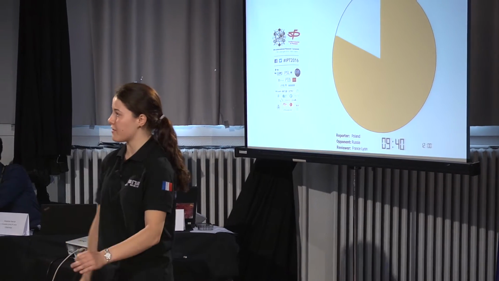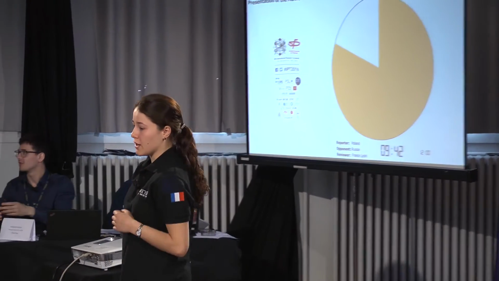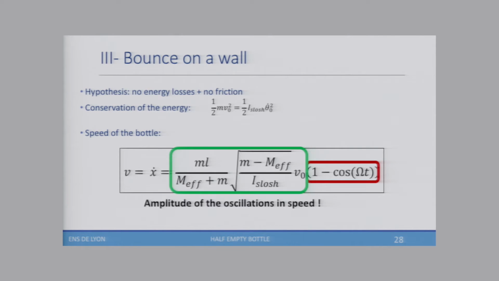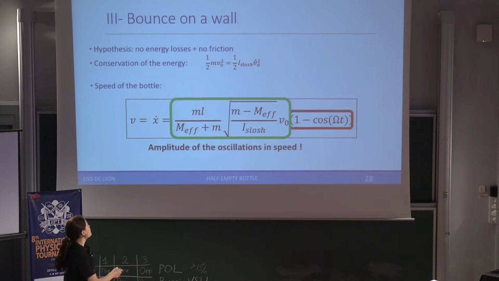So we can study this theoretically by considering that there are no energy losses in the impact and also no friction. And the conservation of the energy gives us this kind of formula. In this formula, you can consider here the term which explains the oscillations with the angular frequency I've just defined before. And also, what you can see is that here we have the amplitude of the oscillations in speed, which involves the different parameters, the different masses, and the moment of inertia of sloshing.